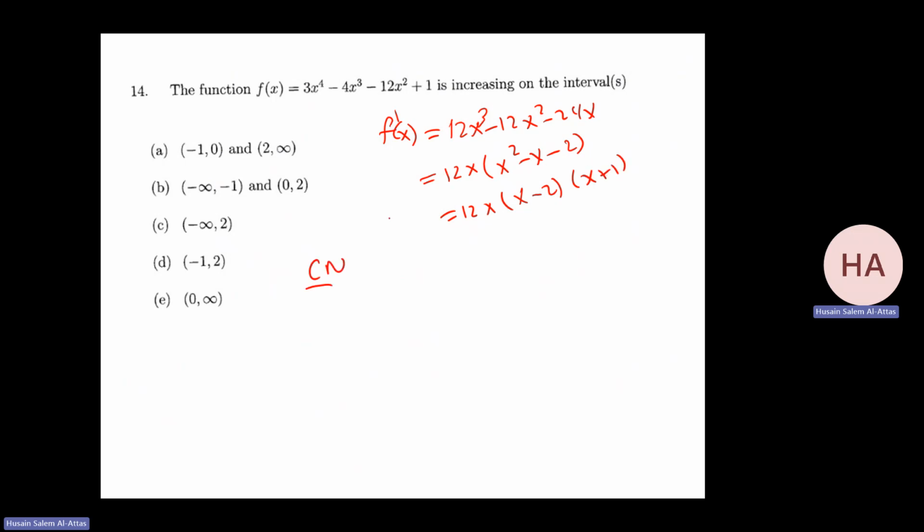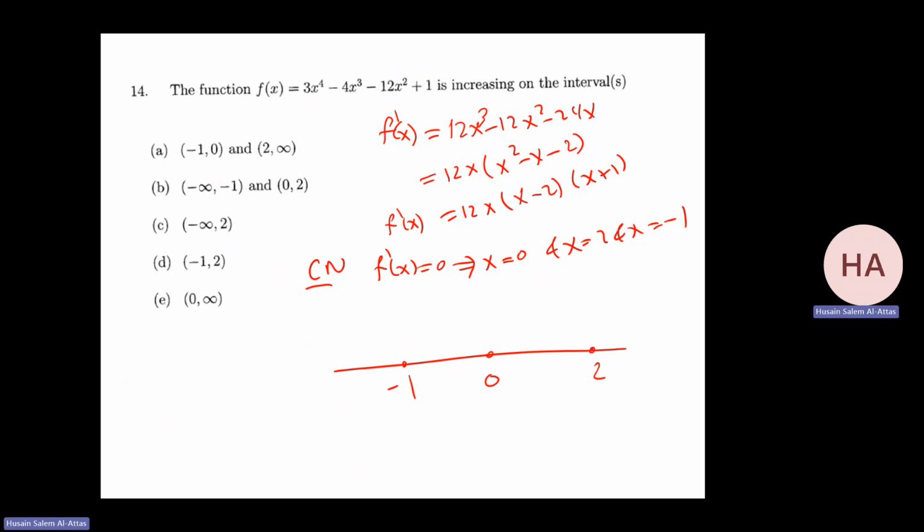Critical numbers. This is my f prime. I need to check the sign. f prime equals 0, so I have x equals 0, x equals 2, and x equals minus 1. Plug them in: minus 1, 0, 2. Take a value before minus 1, minus 2. It will be negative, since the power is odd. So the signs are negative, positive, negative, positive.